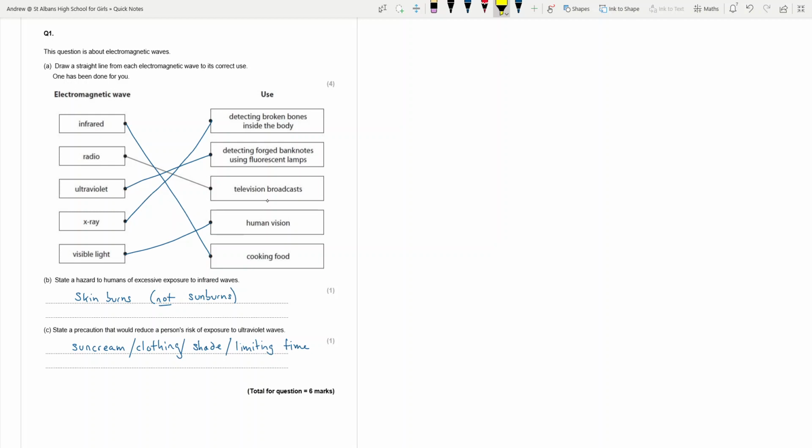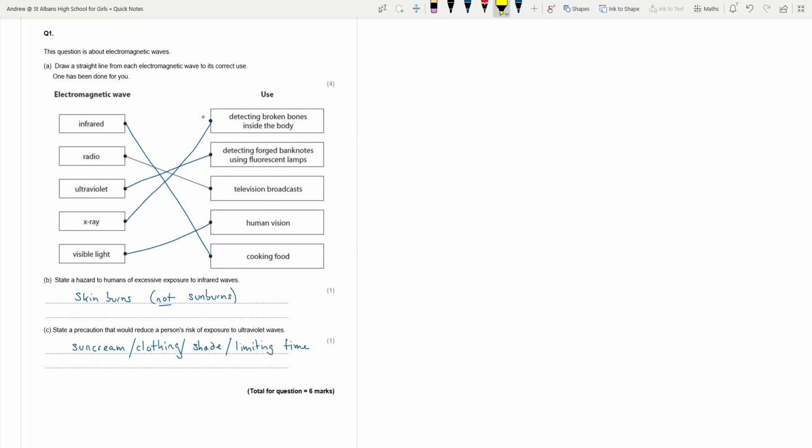The one which is not specifically in the spec is UV is detecting forged banknotes, but by process of elimination, you can work out that it's the only one that's there. State hazards of excessive exposure to infrared. The term is skin burns or burns on the skin.